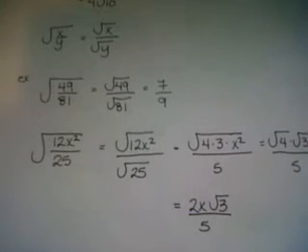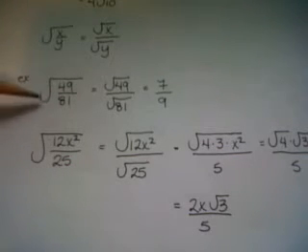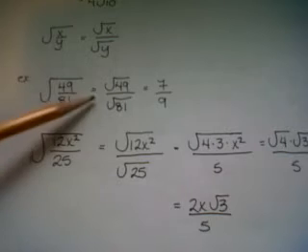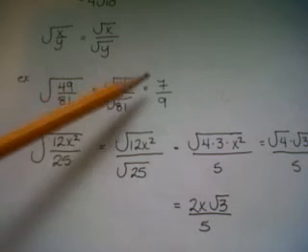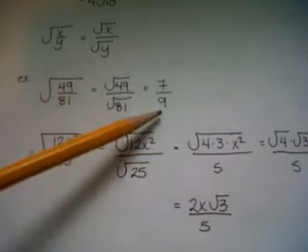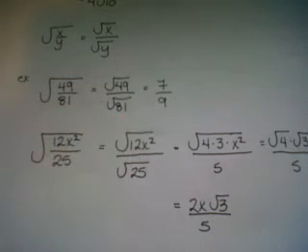So let's take a look at an example of how that might work. So if I have the square root of 49 over 81, well, that's equal to the square root of 49 divided by the square root of 81. Well, the square root of 49 is 7, and the square root of 81 is 9. So there it is. That's as far as I can reduce it.